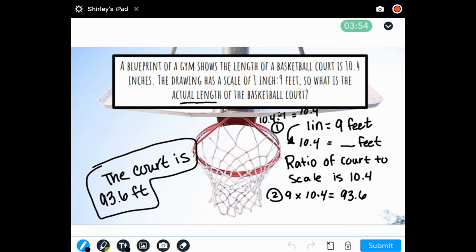The blueprint of a gym shows the length of a basketball court is 10.4 inches. There's a scale of 1 inch represents 9 feet. What is the actual length?